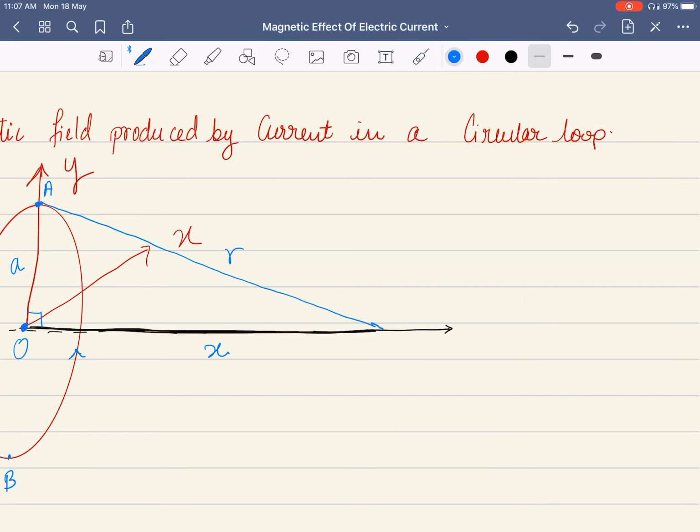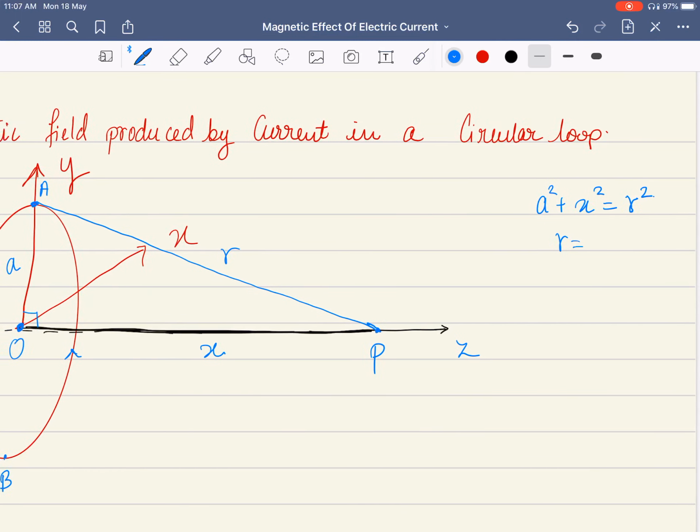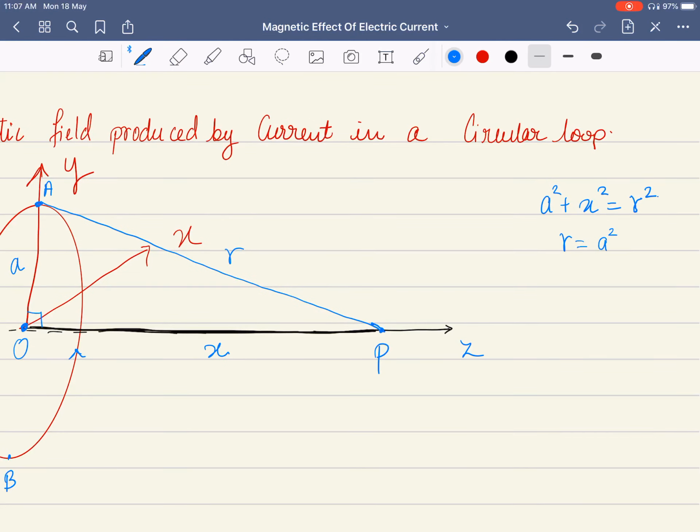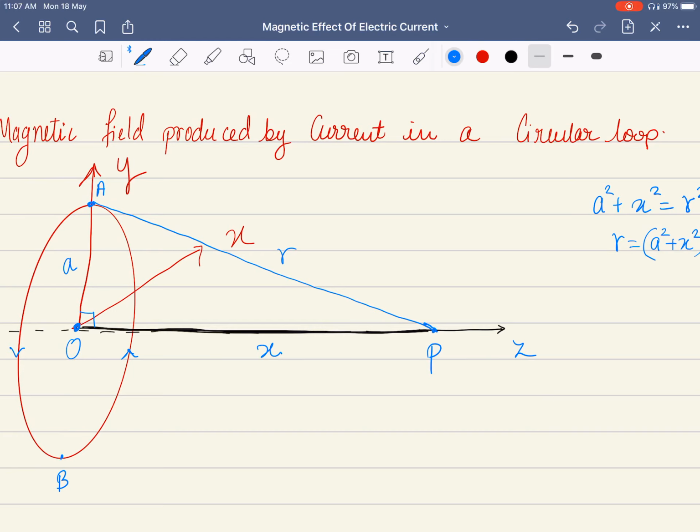So this was the point P, the z axis. We have written a square plus x square equal to r square, and r is equal to a square plus x square the whole raised to 1 by 2. Okay, so when I find the magnetic field produced at point P, what we will do is at point P we will draw a vertical line.